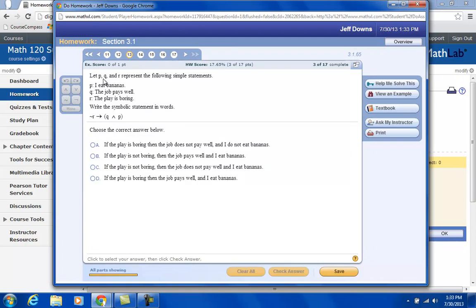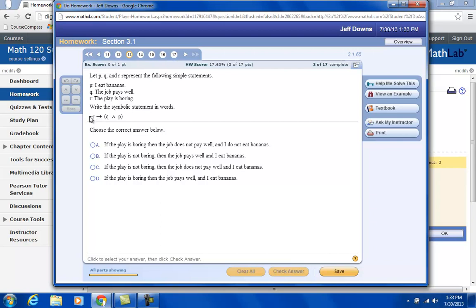Okay, it says here, let P, Q, and R represent the following simple statements. P, I eat bananas. Q, the job pays well. R, the play is boring. So write the symbolic statement in words. So we have the opposite of R, or not R, the negation of R. So that means the play is boring. The opposite of that would be the play is not boring.